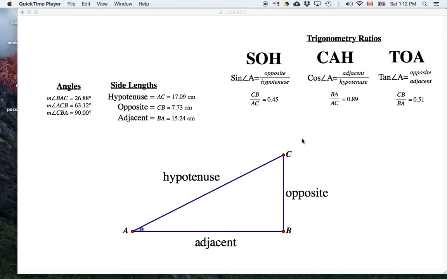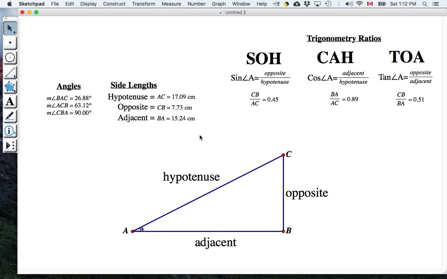For the rest of the activity, you are supposed to be clicking on these points and dragging them around to see how that changes the side lengths, the angles, and the trig ratios. So I'll just grab C here and drag it around a little bit. If you notice, that's changing all of the side lengths except for the adjacent. That's changing the angle at A and the angle at C, but not the angle at B, because the angle at B is always going to be 90 if this is a right triangle.